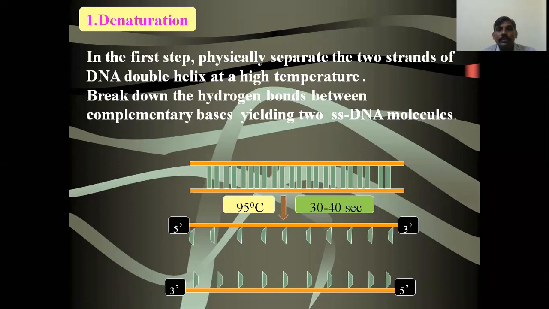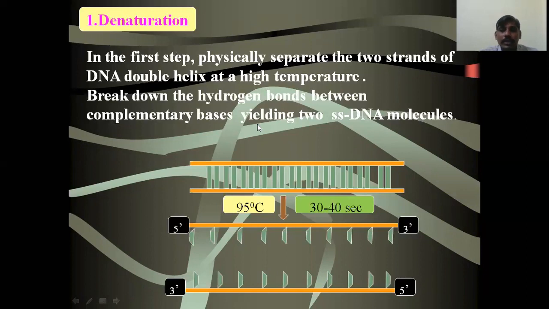Just observe: by increasing the temperature up to 94 degrees Celsius, the double stranded DNA molecule splits into two single stranded DNA molecules. So in this step, we physically separate the two strands of the DNA double helix at high temperature. At high temperature, the non-covalent interactions, including hydrogen bonds between the two strands, break down, leading to formation of two single-stranded DNA molecules. This is known as denaturation.